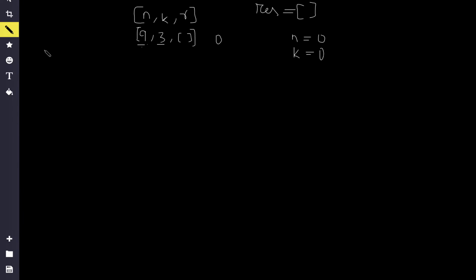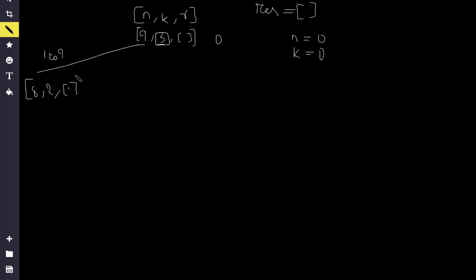Our for loop will start from previous plus 1, which is 1, to 10. 10 means it will go up to 9, as in Python 10 is exclusive. So the for loop from 1 to 9 will start, and for each value we will subtract it from n and call the function recursively. For the first call, we will choose 1. So our n will become 8. Our k will become 2 because we used one element, so we reduce k. And our result so far will become 1.